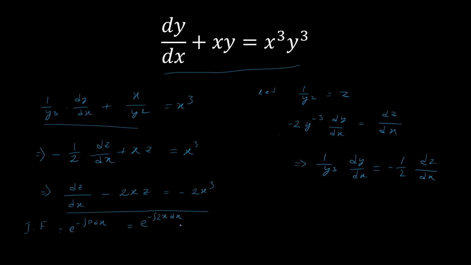This is actually e to the power minus x square. We got the integrating factor, right? Now look at that equation. We have to multiply both sides by the integrating factor. We'll do it in our next page.